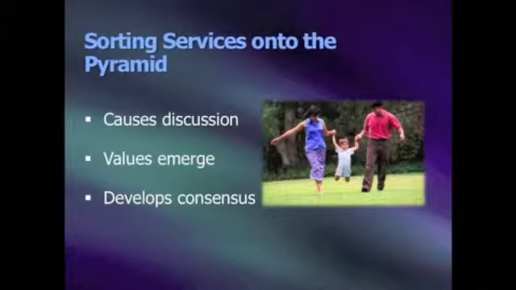When we do the sorting, we typically do it in facilitated small groups, and they come back together, and then we balance those all out for the whole group, and we come up with a community-wide pyramid. Here's what the community says should be, how they should be sorted on that pyramid.